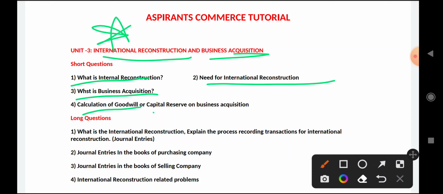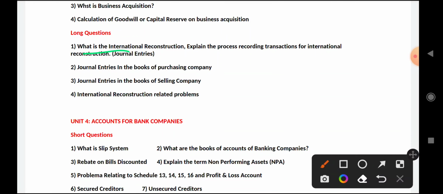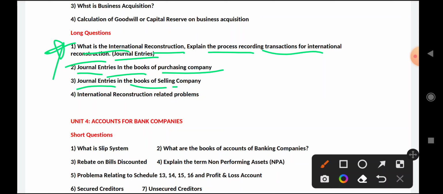And calculation of goodwill or capital reserve in case of business acquisition. There is one problem relating to it, you do those things. And what is internal reconstruction, explain the process of recording transactions for internal reconstruction or general entries for internal reconstruction. Direct theory question may be asked. Next, general entries in the books of purchasing company or general entries in the books of selling company, these are related to business acquisition. Okay, so these may be asked as a theory question.